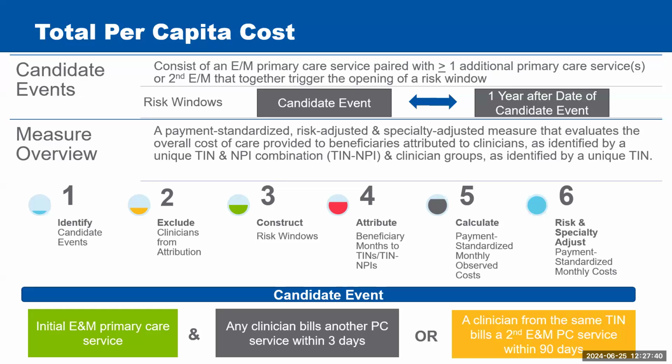And then we look at monthly observed costs. They're payment standardized to account for differences in payment rates from Medicare, because we know Medicare doesn't pay the same based on multiple different reasons. They have payment calculations based on urban and rural. And then all standardized costs from services starting in a beneficiary month are assigned. And then finally, we have risk adjustments and specialty adjustment. All play into total per capita cost and how it's assigned to the clinician.